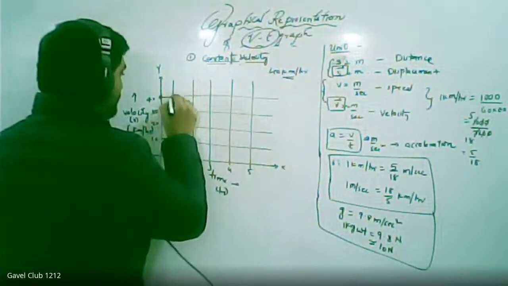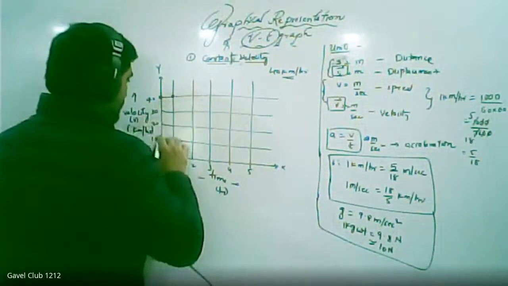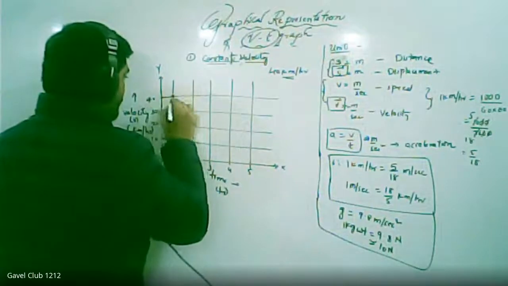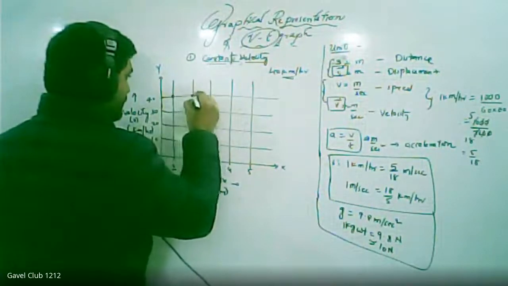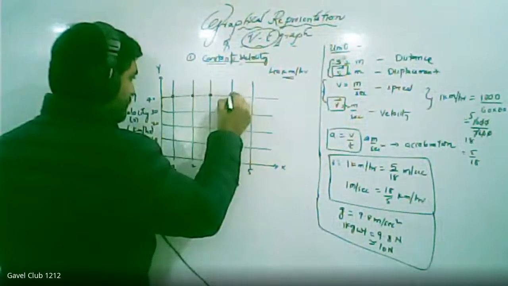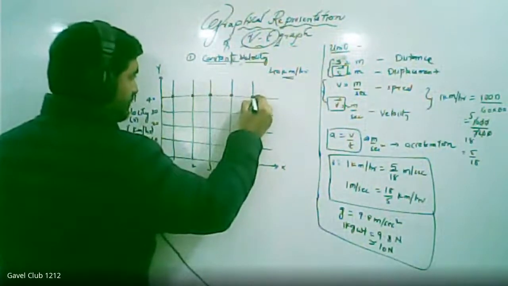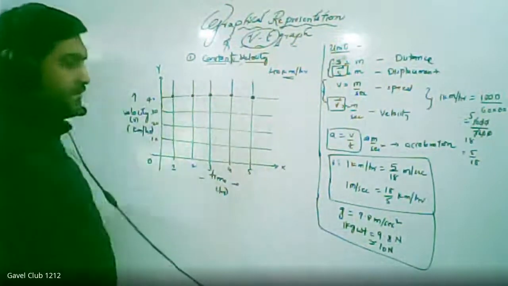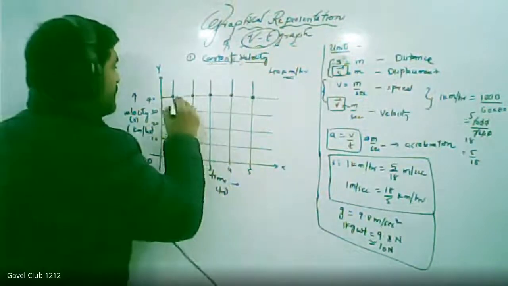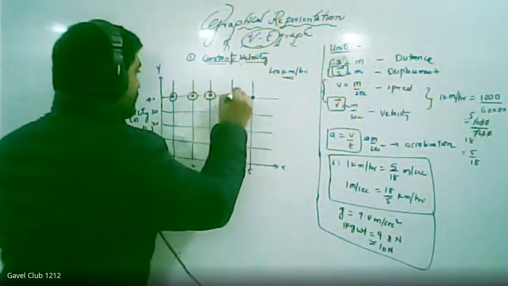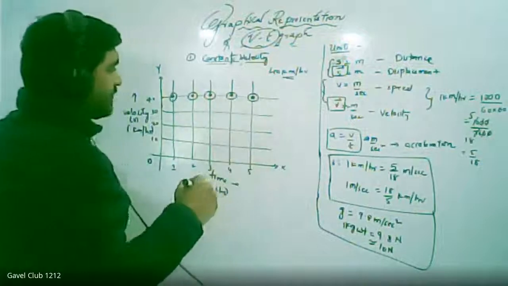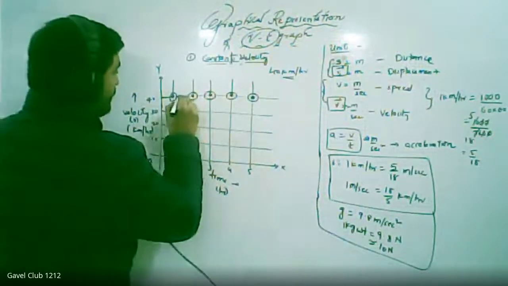At this point it is 40. In the first hour it is 40. Second hour is also 40. Third hour is also 40. Fourth hour is also 40. Fifth is also 40. That means it is maintaining a constant speed. So if the object maintains a constant speed like this, we say the object is moving with a constant speed.